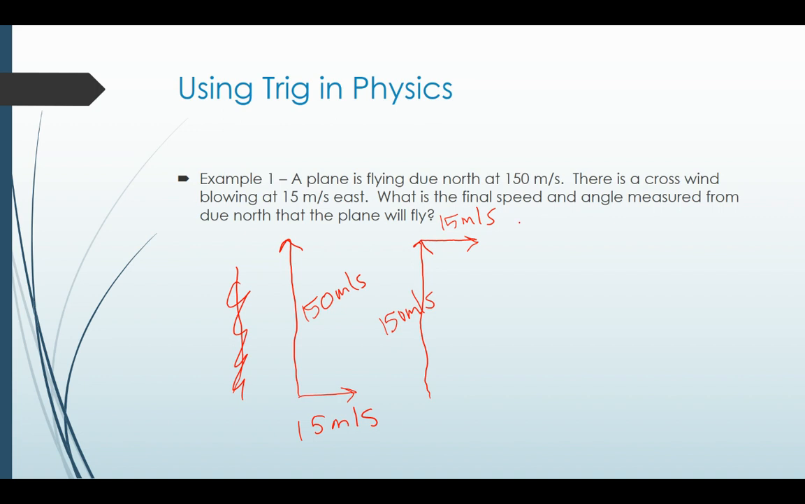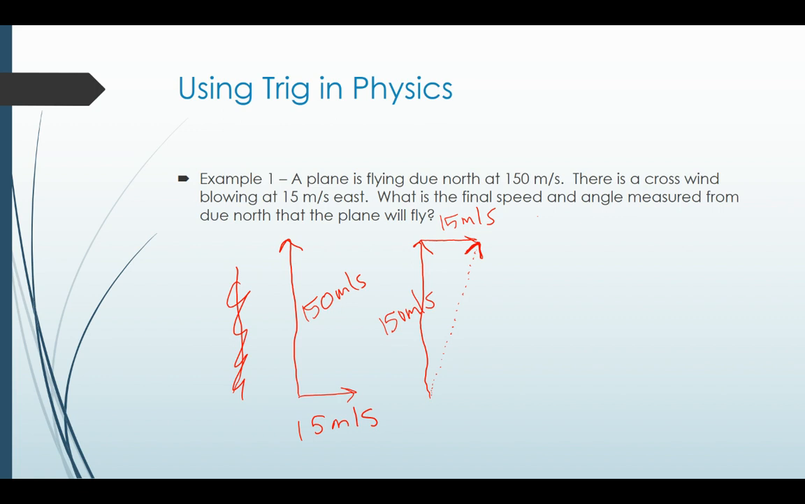And then if I had more vectors, I would keep continuing them tip to tail. And then when you're drawing your resultant vector from that, you go from the tail of your initial one to the tip of your final one. And that right there is the resultant vector of those two vectors combined together.